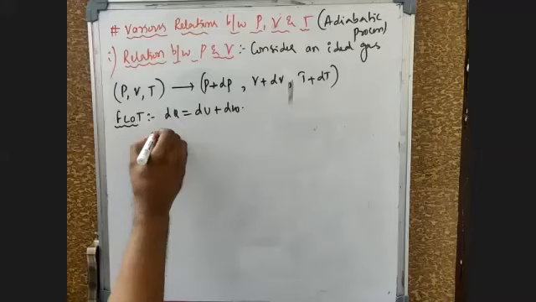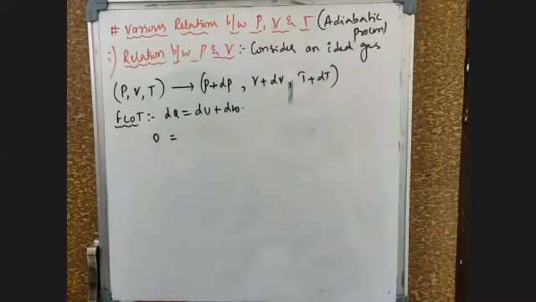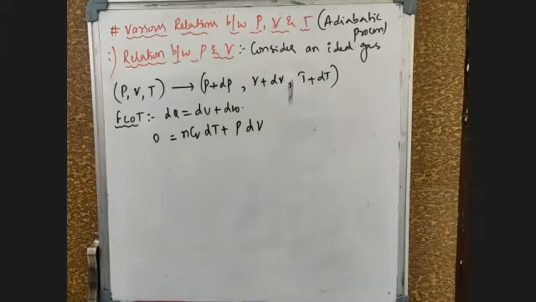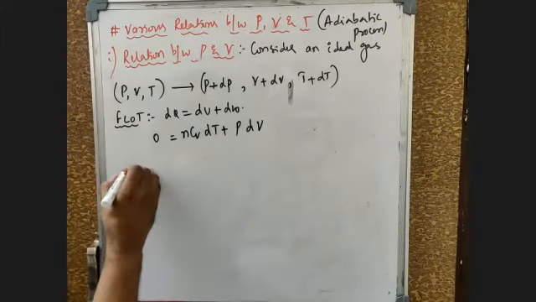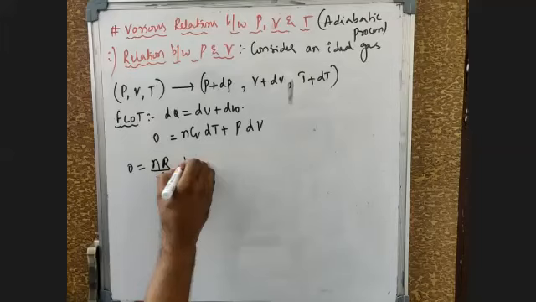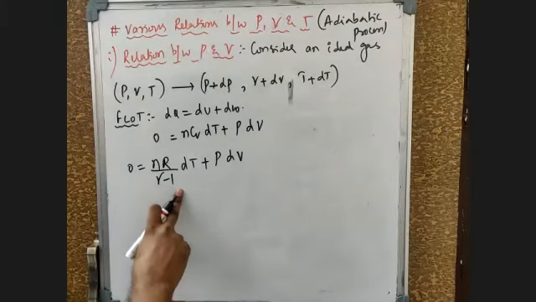Isn't it? So what is the dq in the adiabatic process? 0. And dU will be equal to how much? n Cv dT. Plus work done will be equal to how much? Pressure into change in volume. Can I write like that? So this is equal to n, Cv value will become R by gamma minus 1, into dT plus pressure P into dV. Yes, because Cv value is equal to R by gamma minus 1.